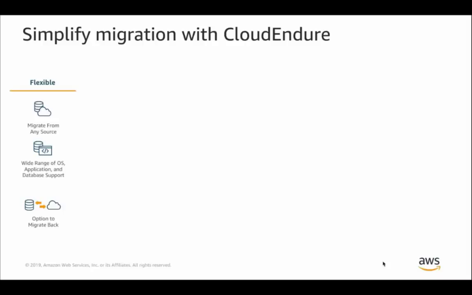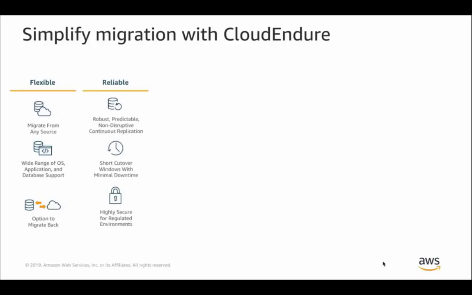The second aspect of CloudEndure is around reliability. CloudEndure offers a robust and predictable, non-disruptive, continuous replication that is seconds behind your primary workload, whether it's on-prem or on a different cloud. It also reduces your cutover windows and minimizes your downtime from what could be weeks or hours to what could potentially be minutes. CloudEndure also offers security and compliance for very highly regulated environments.